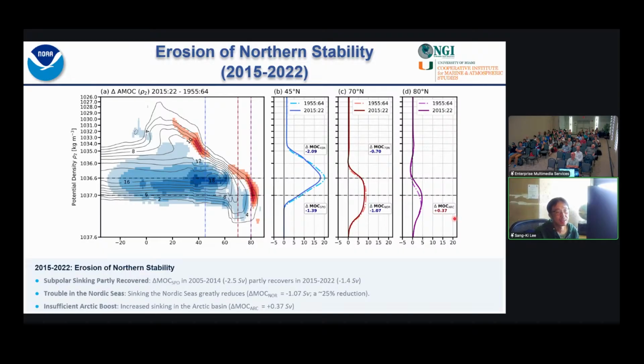And also the sinking in the Arctic Ocean increases, but it is insufficient to compensate for the sinking deficit in the Nordic Sea. So overall, this indicates that there is erosion of the northern stability here.